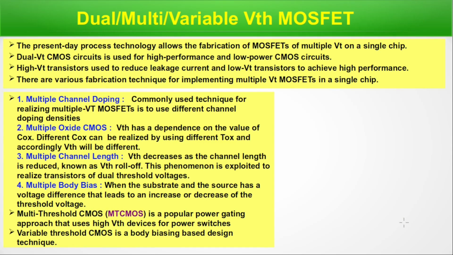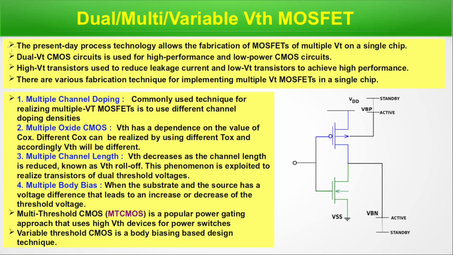We have already mentioned dual or multi or variable VTH MOSFET. Now, let's see what these are. In the present day, process technology allows the fabrication of MOSFETs of multiple VT on a single chip. Dual VT CMOS circuits are used for high performance and low power CMOS circuits. High VT transistors are used to reduce leakage current, and low VT transistors to achieve high performance. There are various fabrication techniques for implementing multiple VT MOSFETs in a single chip.